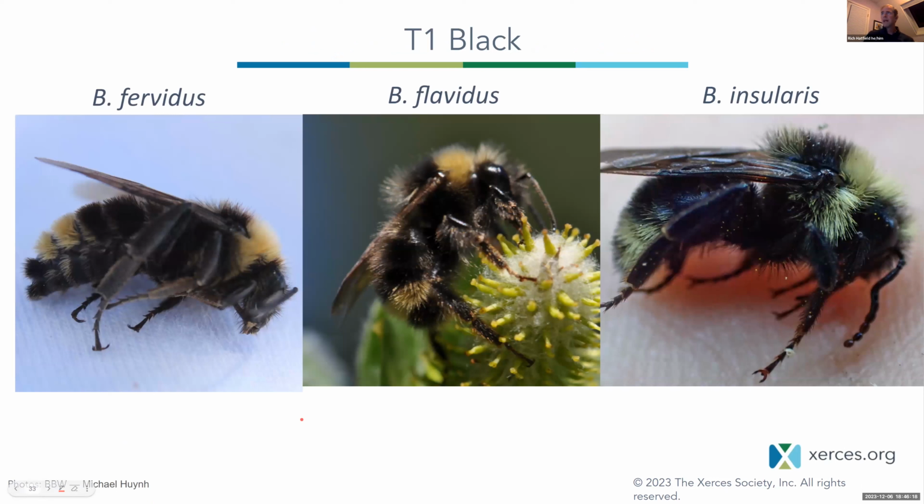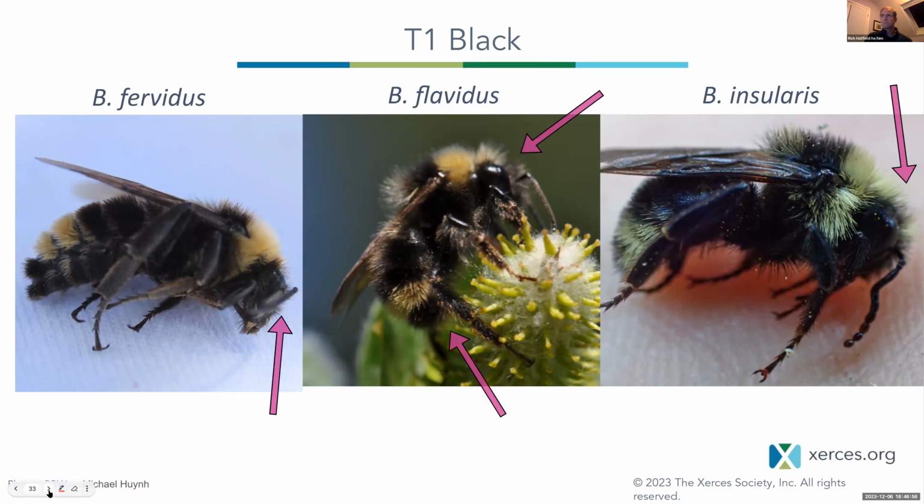More T1 black bees: Bombus fervidus on the left, Bombus flavidus in the middle, and Bombus insularis on the right. So this is one of those times where there's some crossover between the species. In theory, you would have already eliminated Bombus flavidus and Bombus insularis because we've been past the cuckoo bumblebees. But my guess is that some of you might miss that. Because it's not always easy, you might not have a good view of the back of the head, and you might end up with them in the T1 black category. So I'm just going to go over some differences between these three species because of that.